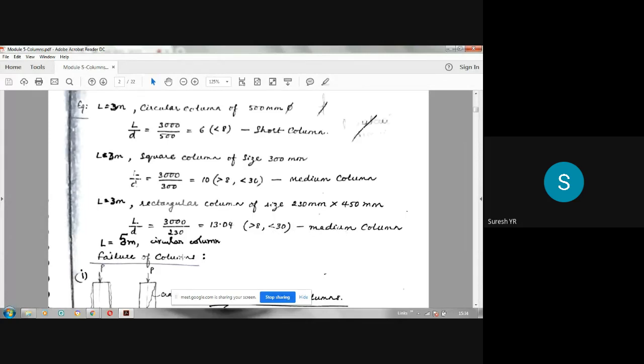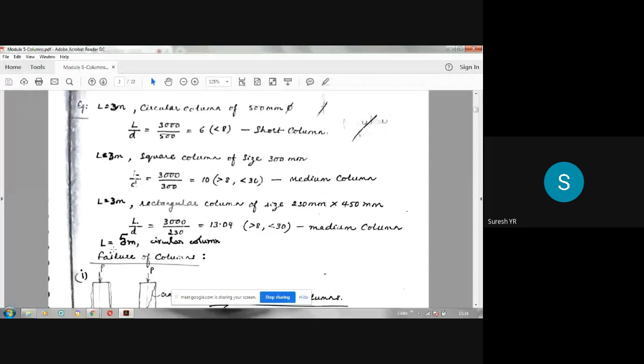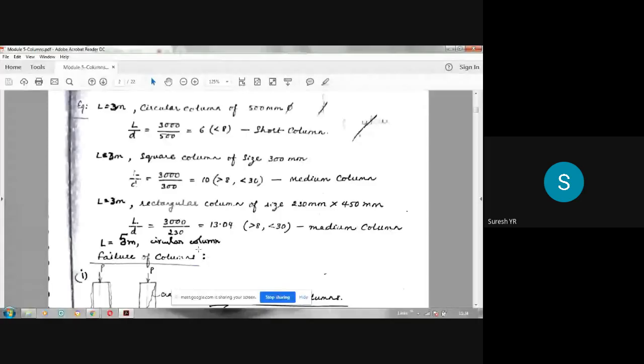So like that, you can have any examples. Of course, L is equal to 5 meters, a circular column of, let us say, 250 mm diameter. Then you get 5000 divided by 250, which means it becomes 20. So it is an intermediate column. So like that, you can classify the column based on the ratio of L by D.